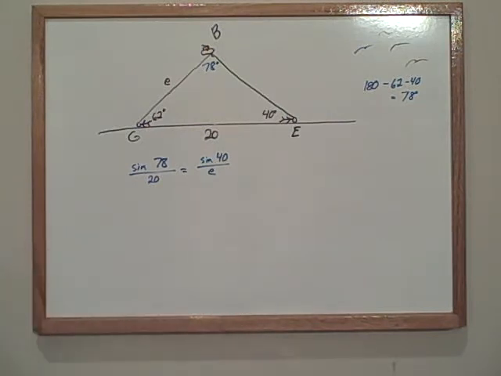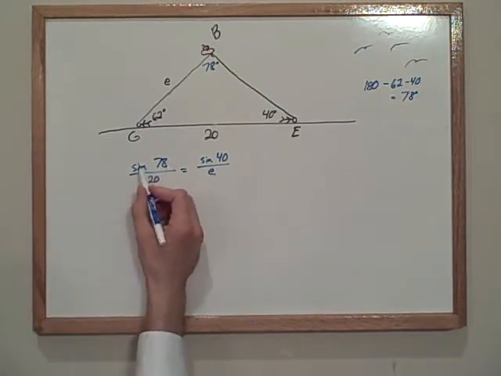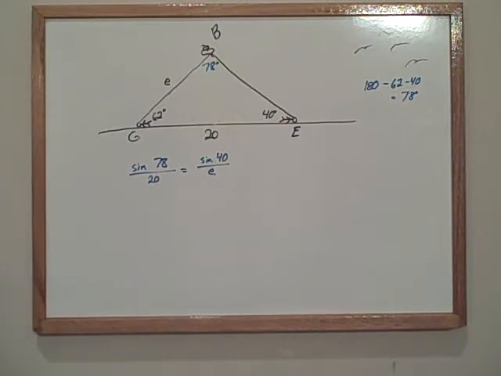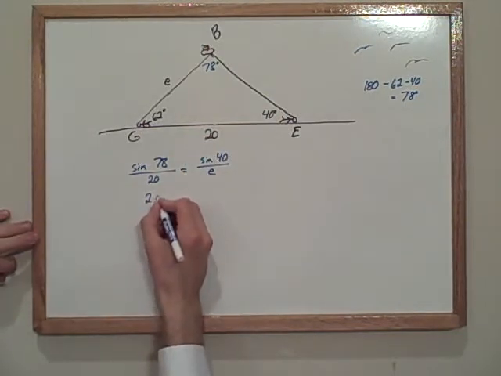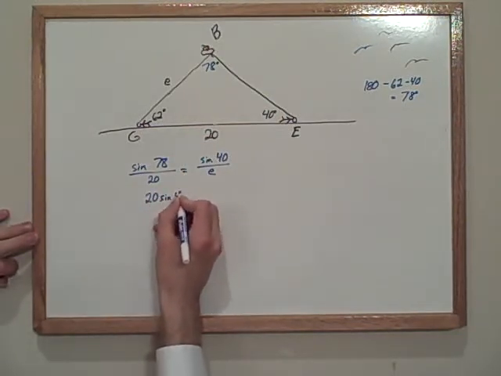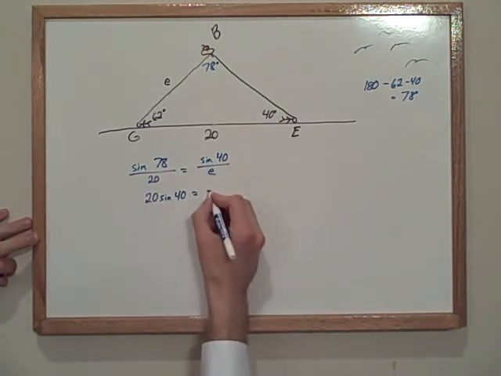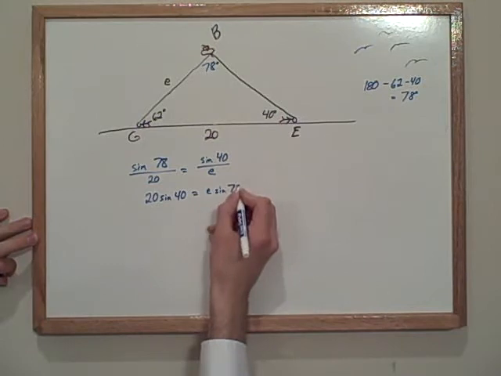When we cross multiply, if you want to go ahead and type that in the calculator, that is fine with me. Wonderful. It's great. However, when you do that, you're going to have a lot of decimals, and it's going to be easy to mess up if you round it off. Personal opinion, I'm going to wait. I'm not going to type these little individual things in the calculator yet. We'll do it at the end. So we're going to have 20 sine 40, cross multiply here, and that's equal to e sine 78.